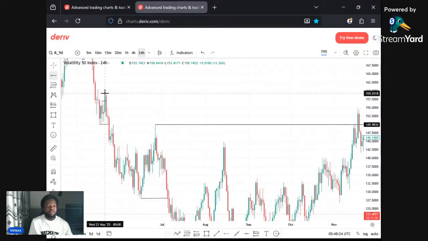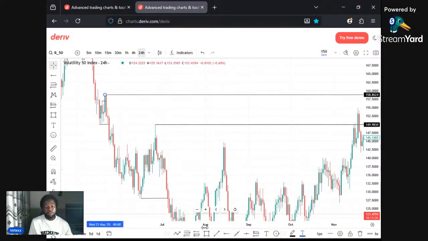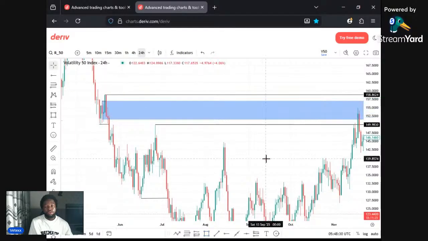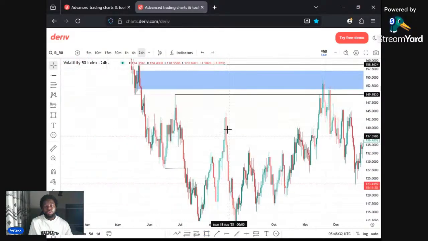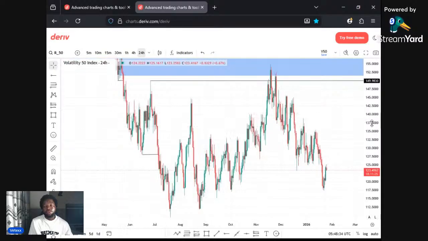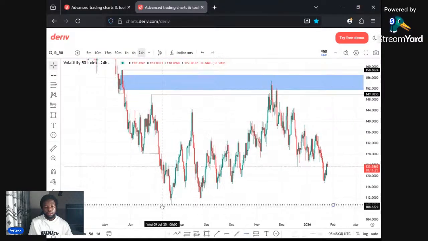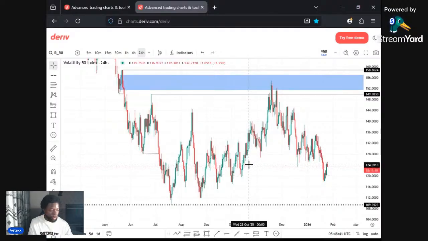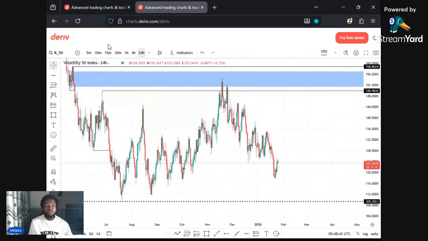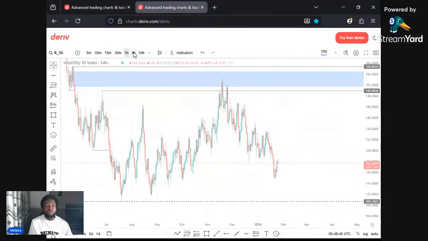Now this is our protected high that price shouldn't take out. The whole of this zone is our point of interest. After this point of interest, we have price continue to move in the opposite direction. Now this is going to be the finish point on this 24-hour time frame. Now that we have this direction, let's scale down to the 1 hour time frame or the 4-hour time frame and check.